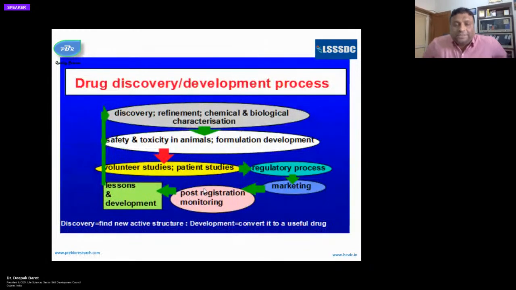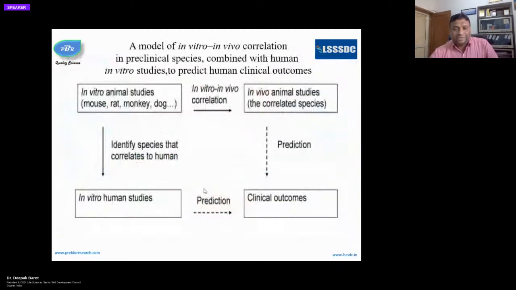Okay. So basically, these are the activities being done. In early discovery, you do refinement, chemical, biological characterization of the novel drug. You do ADME studies, you do safety, toxicity studies in animals. You do formulation development. Then finally, you go for an IND submission. Once they approve, you get into phase one clinical trial, and then you do phase two and phase three. Again, go to the regulatory agency for registration, and once they approve the registration, go and market the drug. And even after it is marketed, you can always look for post-marketing surveillance and use that learning, and then modify the drug if possible. So discovery is all about finding a new active structure, whereas development is converting that active structure into a useful drug. That is called development.